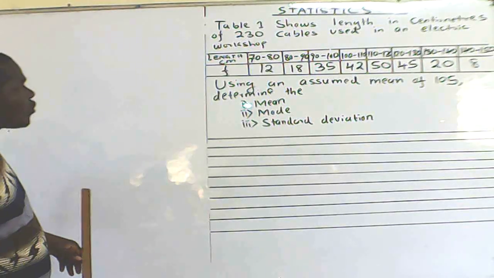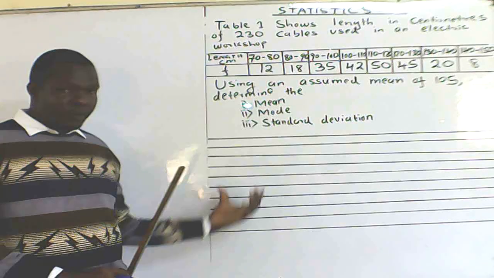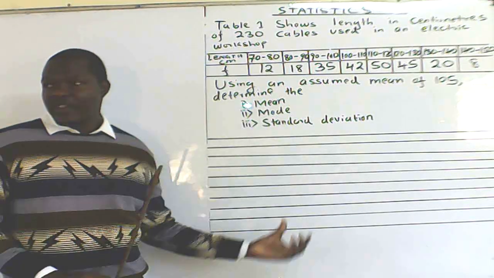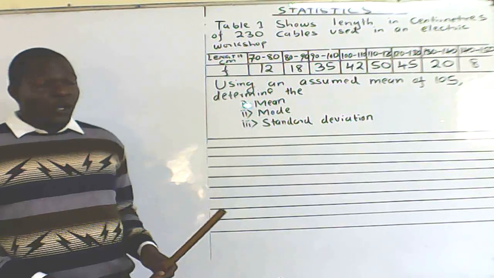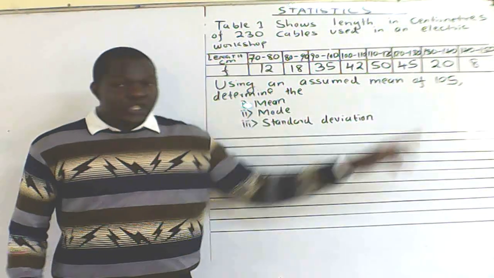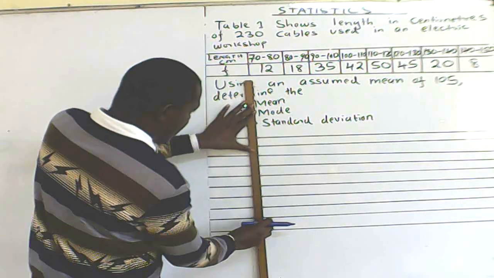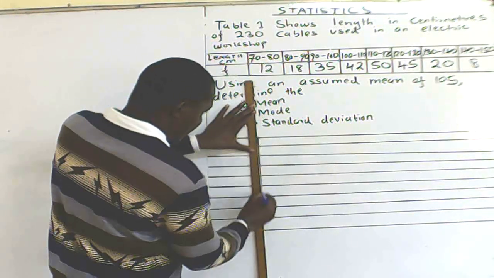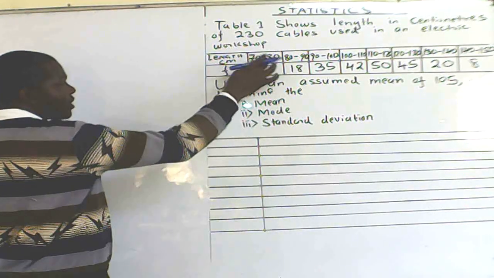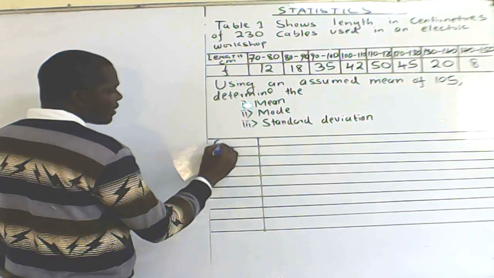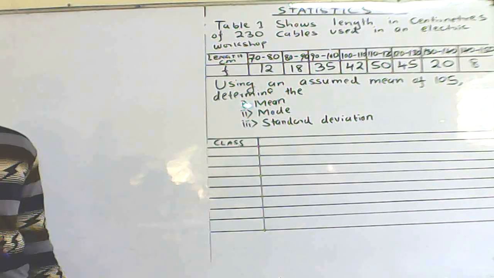To establish the concept of an assumed mean, first of all, we need the classes and the midpoints. The midpoints will be the variable x. Then we create a new variable using the assumed mean of 105. So we start by having our classes. The classes are given as the length in centimeters.